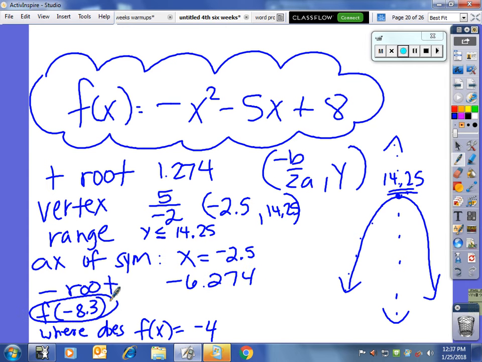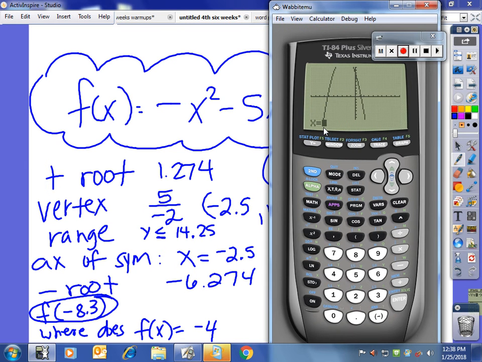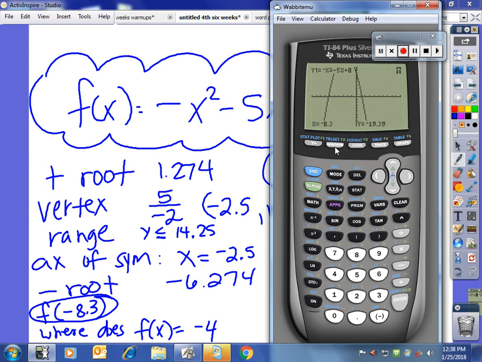Okay, now, what in the world am I asking you to do when I say find f of negative 8.3? That's the x. I am giving you an x, and I'm asking you to find the y. I can do that in the table set, or I can do that by calculating a value. Calculate a value. If I hit that, it's going to ask me, okay, well, what's the x value? Well, Ms. Heim told me to use negative 8.3. Hit enter, and pops up the y value. Or I could tell the table to start at negative 8.3, and then look at the table of values, and across from it, there's my y value, negative 19.39.